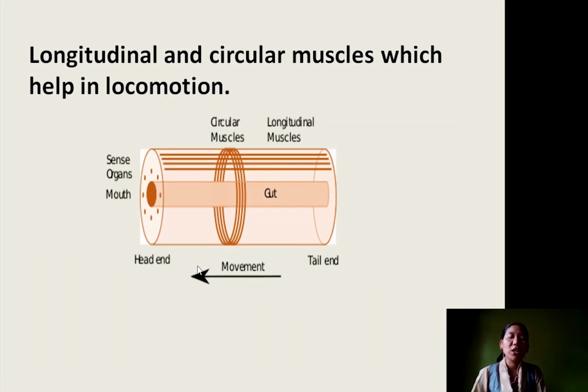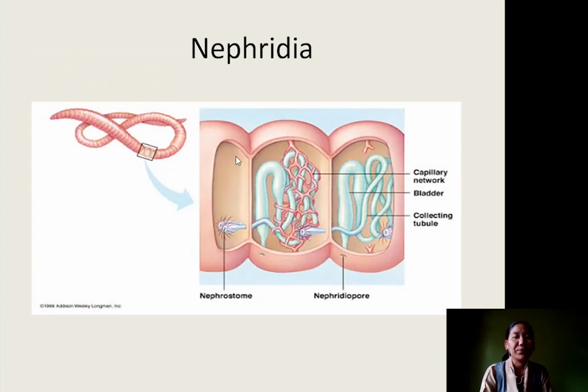Talking about movement and locomotion, it is facilitated by two kinds of muscles, that is, longitudinal and circular muscles. Suppose this is the axis of the body here, this is the gut, that is, the alimentary canal. The muscles here are the longitudinal muscles, and these are the circular muscles. The contraction and relaxation of the circular and longitudinal muscles help in the locomotion of the Annelida.